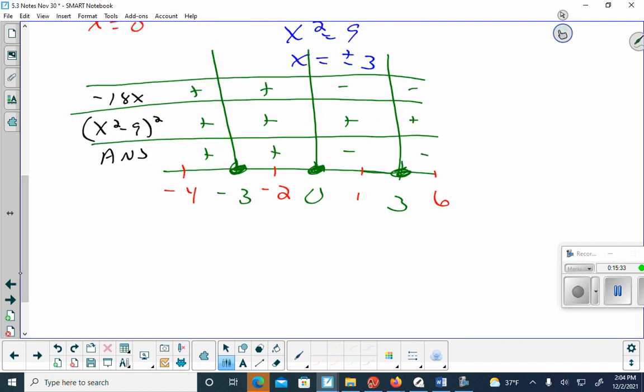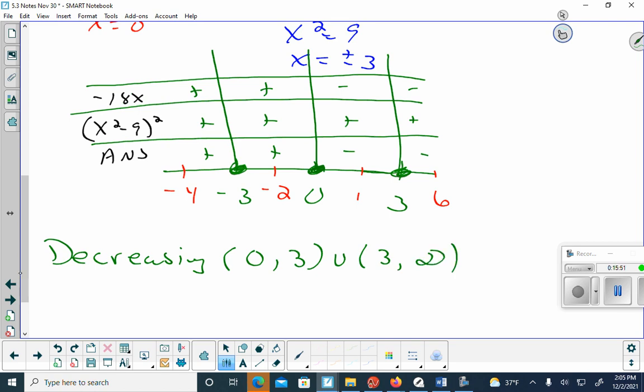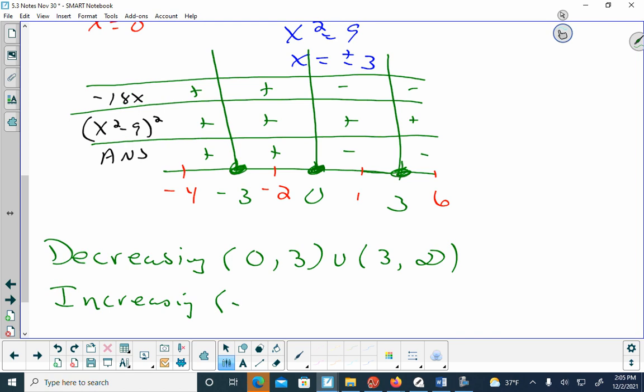Do you want to do decreasing first or increasing? Decreasing from 0 to 3, union 3 to positive infinity. Remember, you have to leave that 3 out of it. Increasing from negative infinity to -3, union -3 to 0.